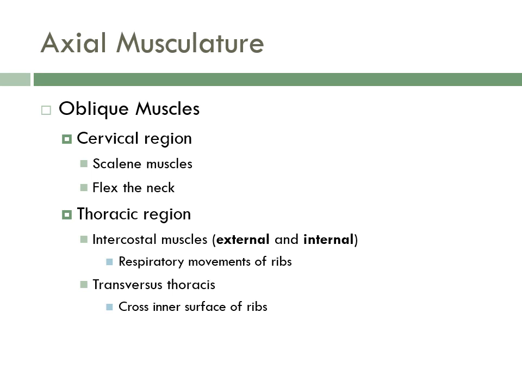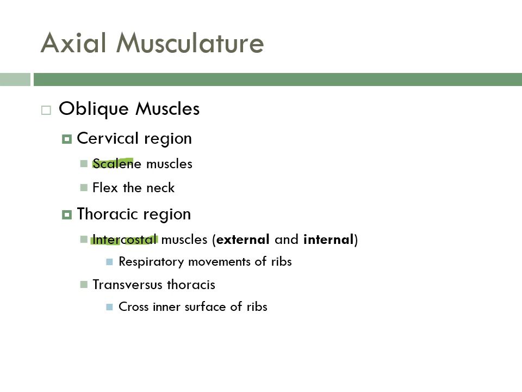In the cervical region, our oblique muscles are the scalenes. When both sides are contracting, they flex the neck. When one side is contracting, they rotate and help to laterally flex. In the thoracic region, we have the intercostal muscles. So inter meaning between, costal is the ribs.